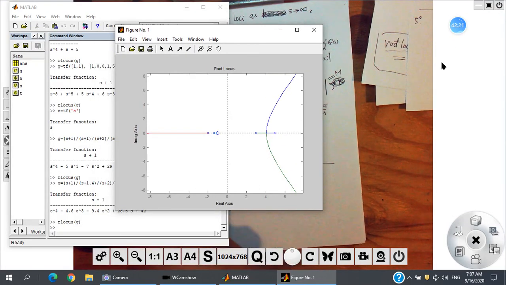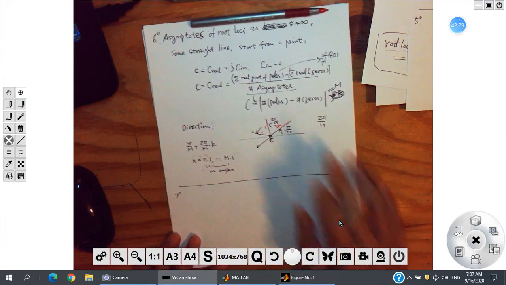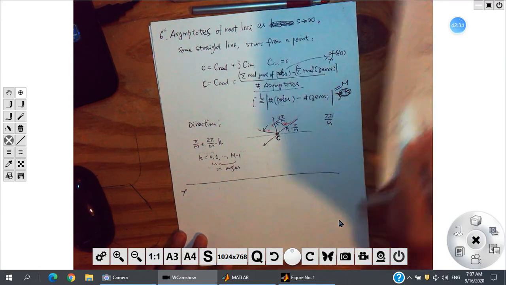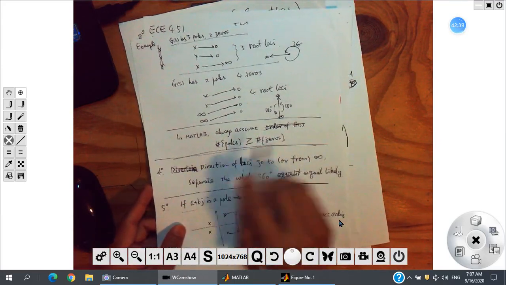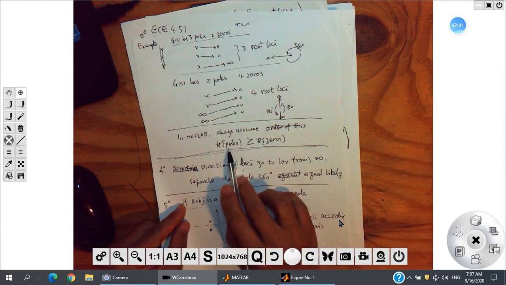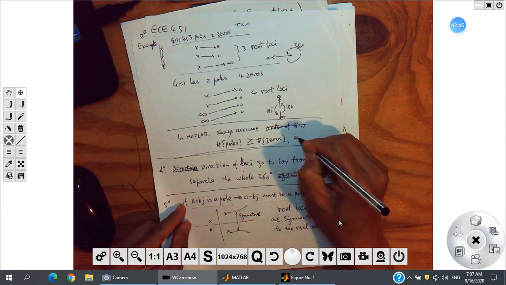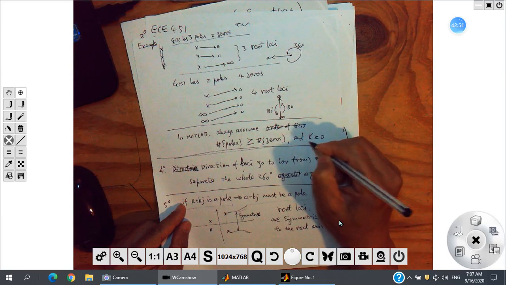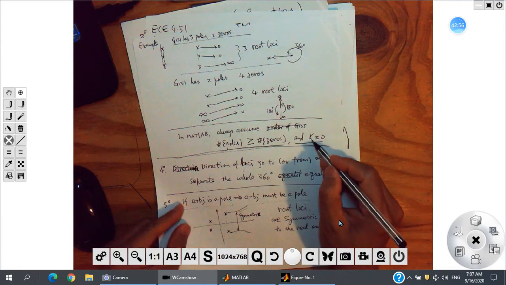Let me talk a little bit about negative k, because the root locus function in MATLAB only considers positive k. I think I explained for root locus in MATLAB, right? It always assumes the number of poles is more than the number of zeros, and k is larger than or equal to 0. They have two assumptions. Now we want negative k. How to do negative k?